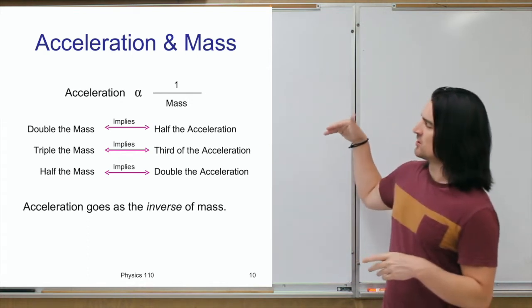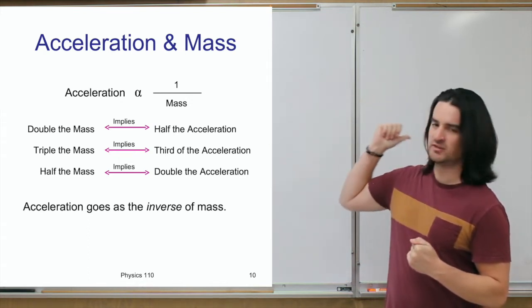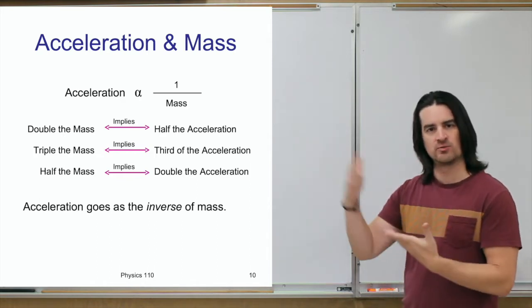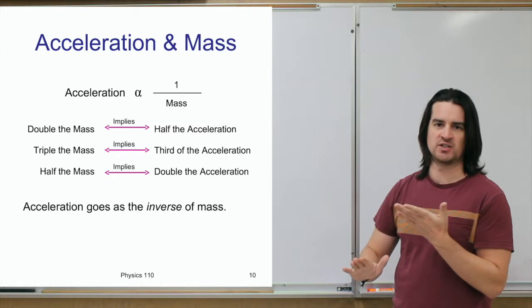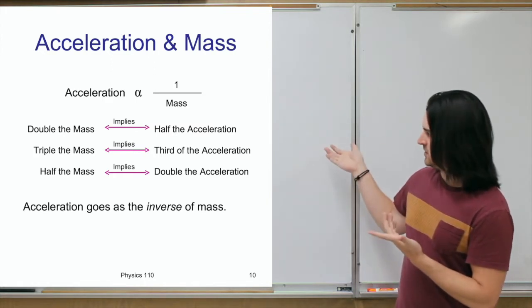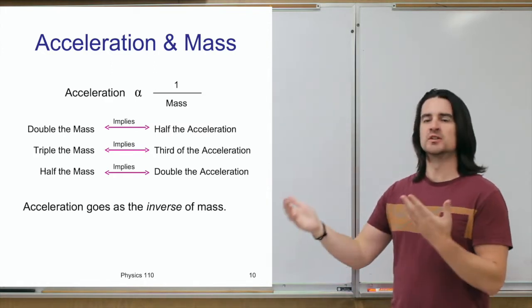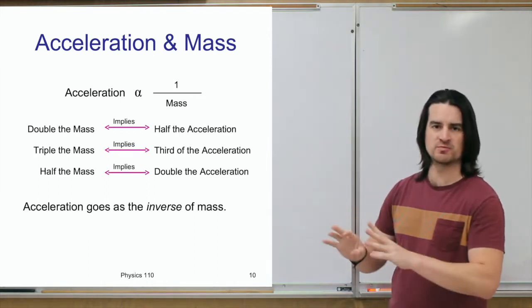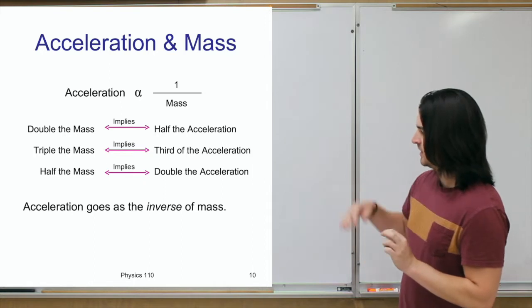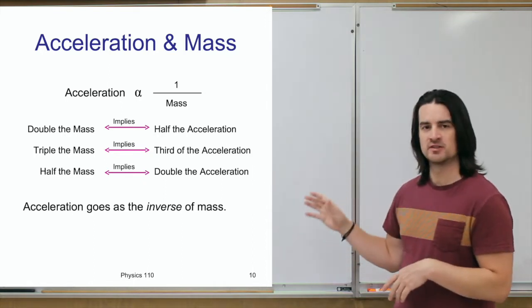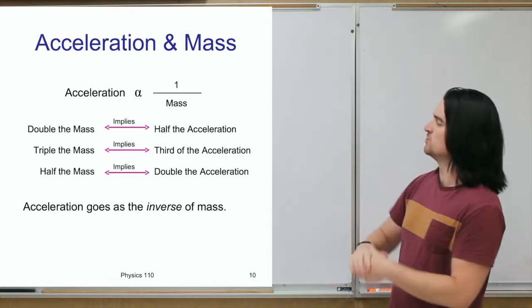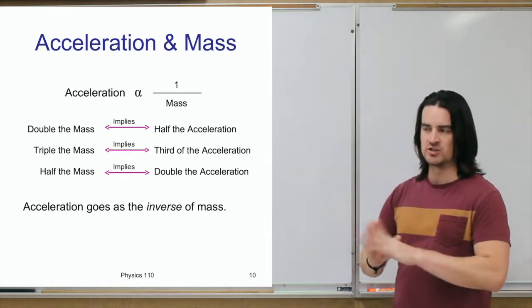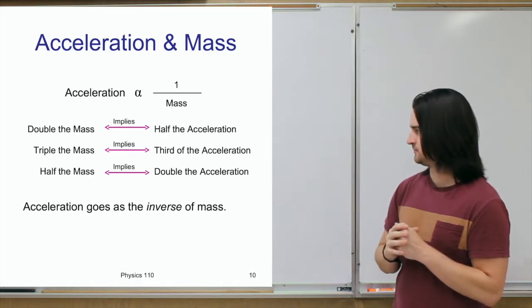Examples of that are: if the mass of an object is doubled and the same force is being applied, then the acceleration will be cut in half. Double the mass, divide the acceleration by 2. If the mass is tripled, then you only have a third of the acceleration. Again, this is imagining the same amount of force being applied to these different masses. If the mass is halved, if you have a smaller mass by a factor of 2, then that implies a doubling of acceleration, or the acceleration will be double what it was for the same force.